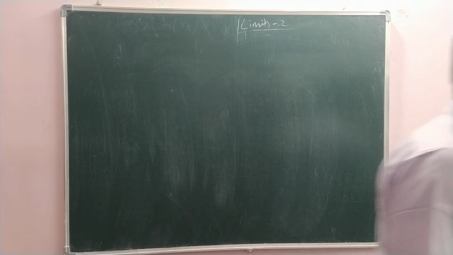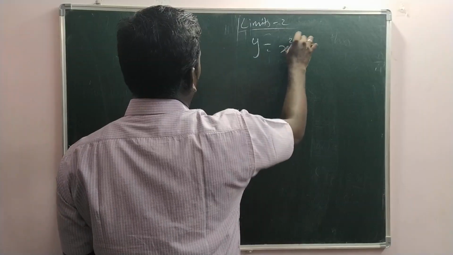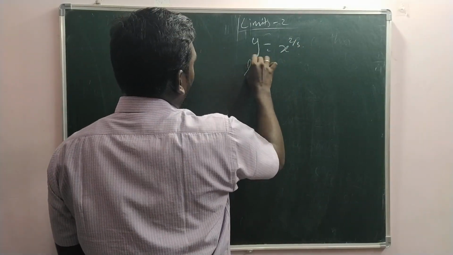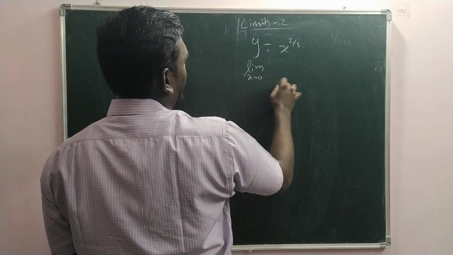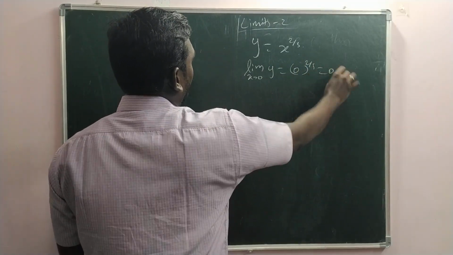y is equal to x power 2 by 3. When limit x is approaching 0, our y is also 0 power 2 by 3, it is 0 only.